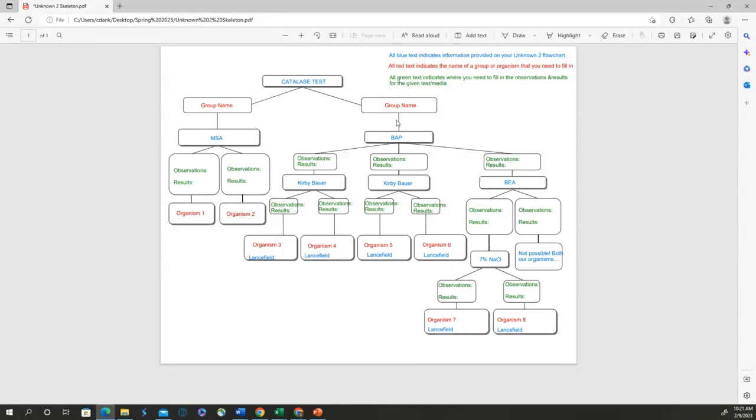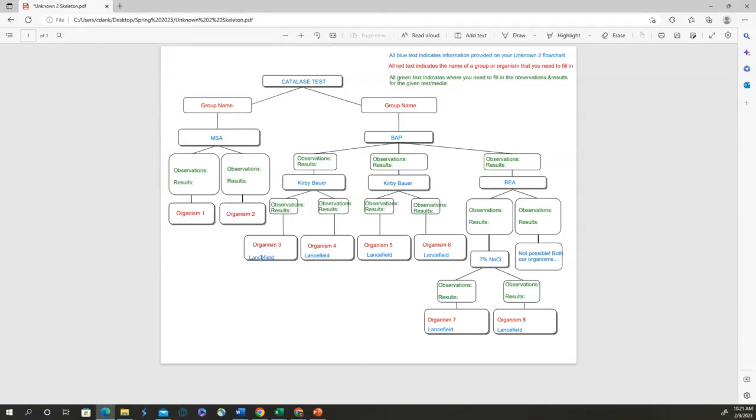Now on the right-hand side, the pathways are a bit longer, right? The catalase test may tell us we have this group. We may do blood agar plates, then need to do this Kirby-Bauer, and then we get this organism. But again, at the end of a path is where an organism name should go, and you need to write that organism name correctly, okay?